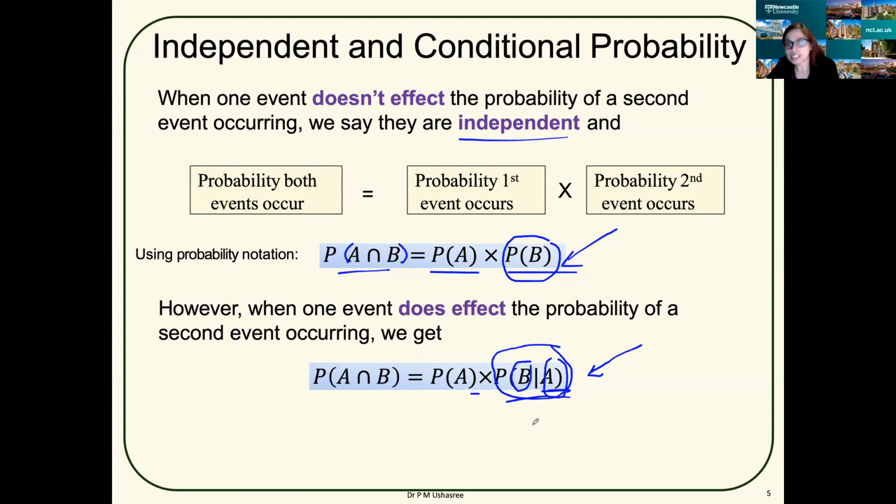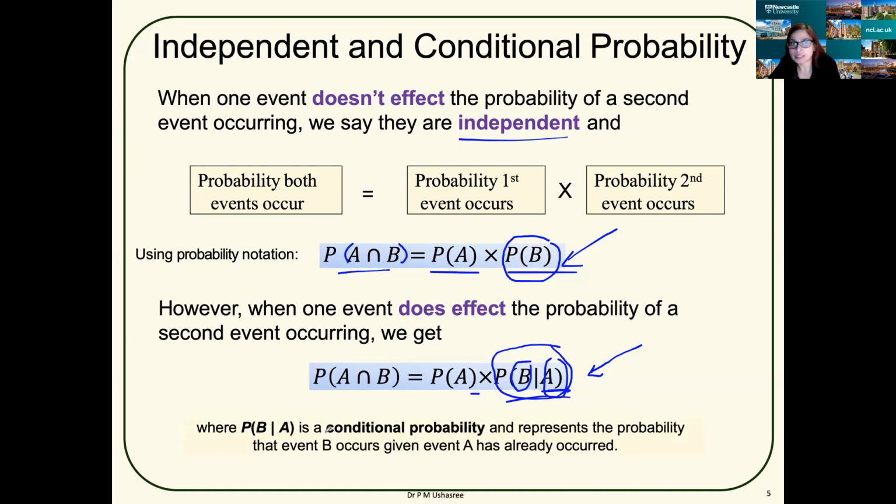So this is called conditional probability, isn't it? So this is how you represent conditional probability mathematically: probability of B given A. And how do you read that? Probability that event B occurs given that event A has already occurred. That is, probability of an event B happening such that A has already happened. So that is the conditional probability.